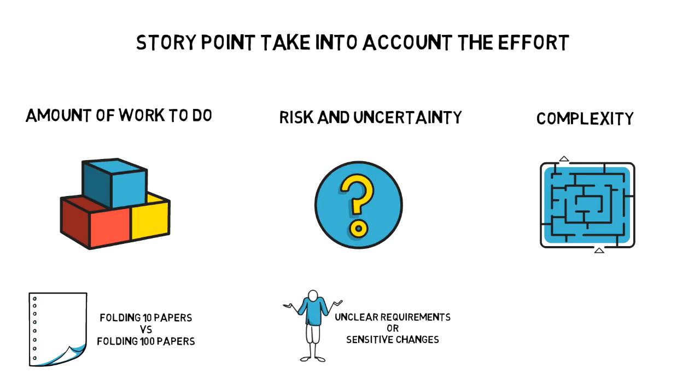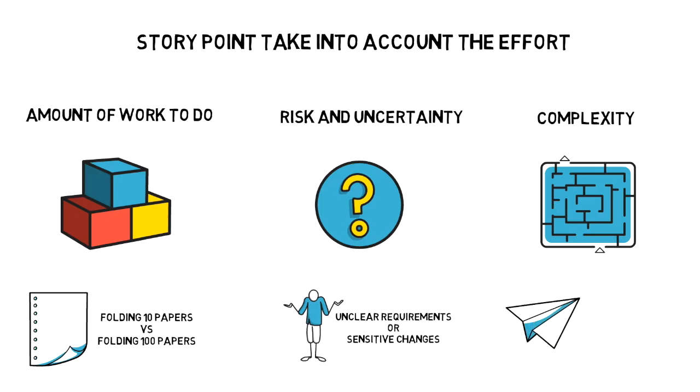The last thing to be considered when estimating is the complexity. Complexity should also be considered when providing a story point estimate. Think back to the earlier example of folding 100 papers instead of 10. Imagine now that the task is to fold 100 papers and make airplanes with them. In this case, even though we are still folding 100 papers, there is more complexity to it, and it should be reflected in the story point estimation.